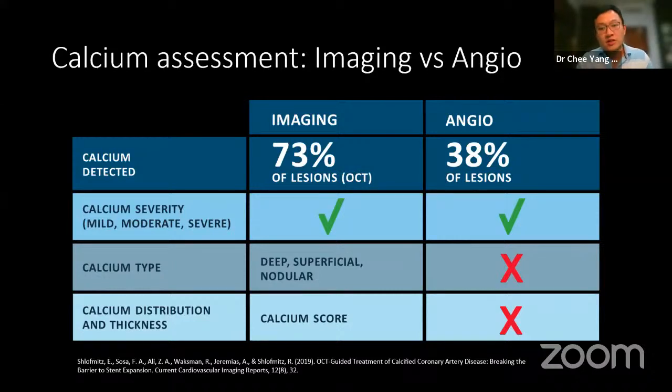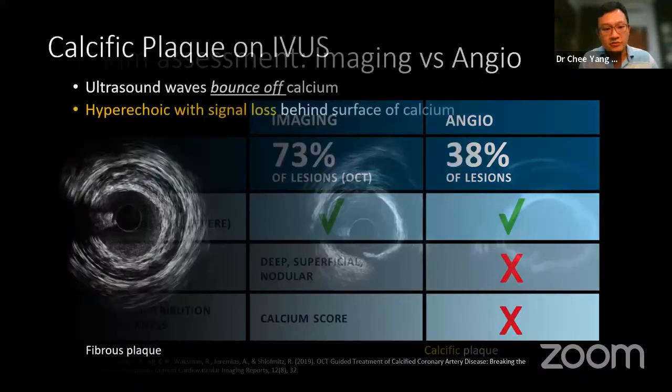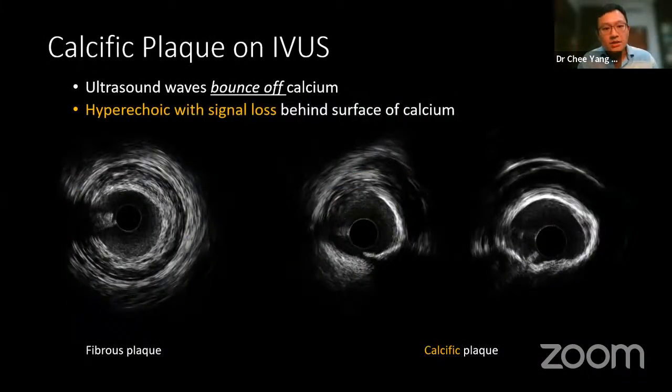And obviously with imaging in the last few years, due to its ability to assess calcium a lot better, we have these so-called calcium scores, which we'll go through later, which help us predict what kind of calcific lesions will be particularly difficult to get a good result with. So just to go through some images, since this is supposed to be an imaging orientated session.